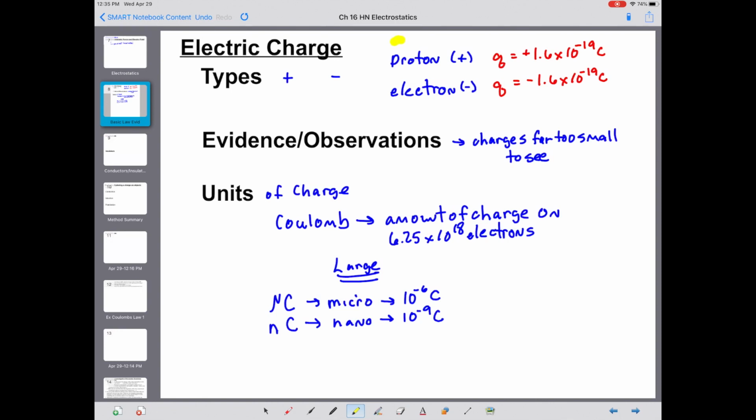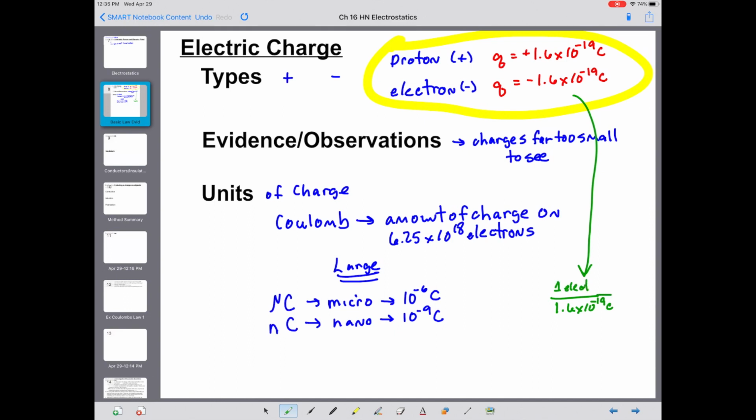Now, I want to highlight here on these amounts of charge, typically you're going to use that to be able to convert. I could set up a picket fence, and we'll do this in a minute in problem solving, whereby, for example, 1.6 times 10 to the negative 19th coulombs is the amount of charge of one electron. So we could use this to convert from a number of coulombs into a number of electrons, or vice versa.